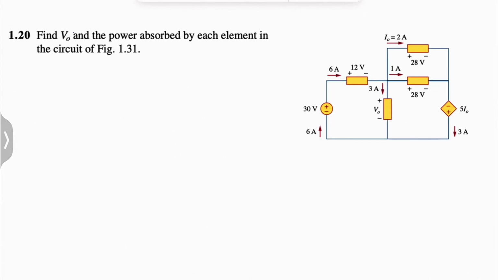Alright guys, welcome back. We're going to be solving another question from the first chapter of Fundamentals of Electric Circuits, and we have question 20 in this video where we need to find V0 and the power absorbed by each element in the circuit of the figure on the right hand side. So we're going to use the law of conservation of energy, the power.